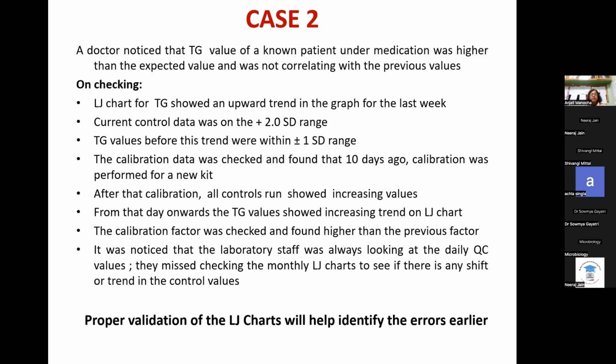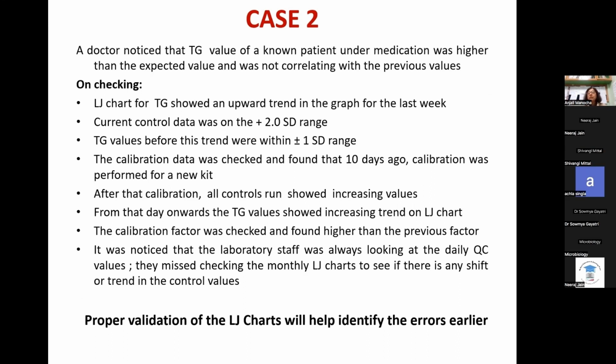Then this is another example where the doctor said that he got a triglyceride value of a known patient who'd been with him for some time and who had been coming to him and under medication. And he found that while the patient was under medication, his triglyceride levels were well controlled. But today, the value is much higher and is not correlating with the previous values at all, despite there being no change in medication and the patient being compliant with the medicines.